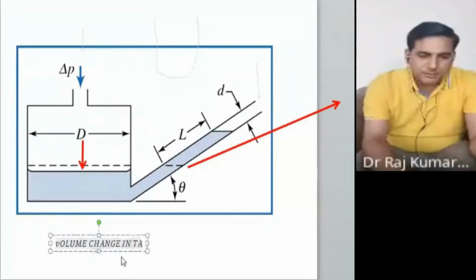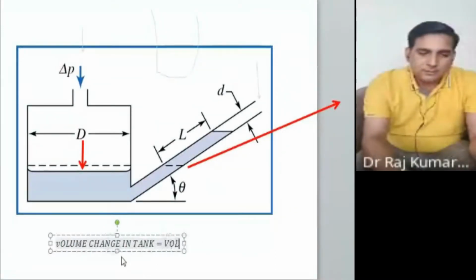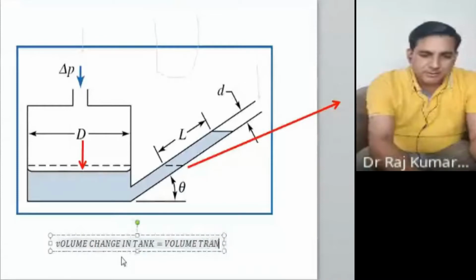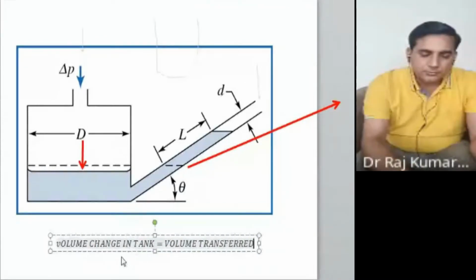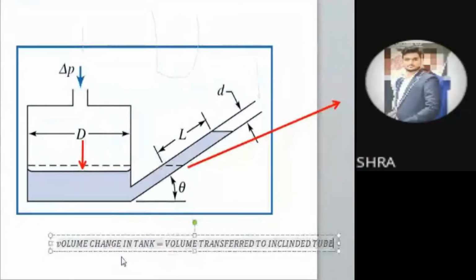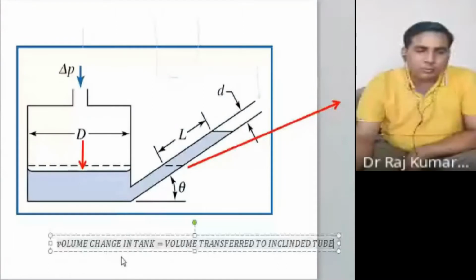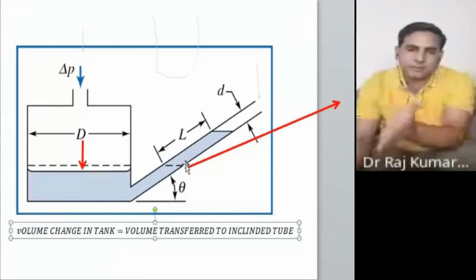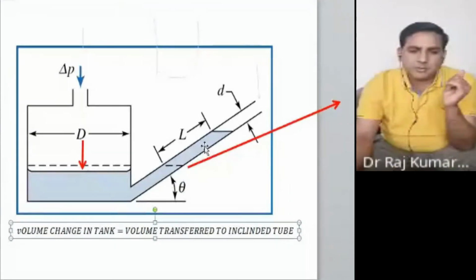tank 1 would be equal to the volume transferred to the inclined tube, right? Correct. Yes, sir. So whatever volume is decreasing in the bigger tank, the same volume would go here, right? Because this is the dash line.